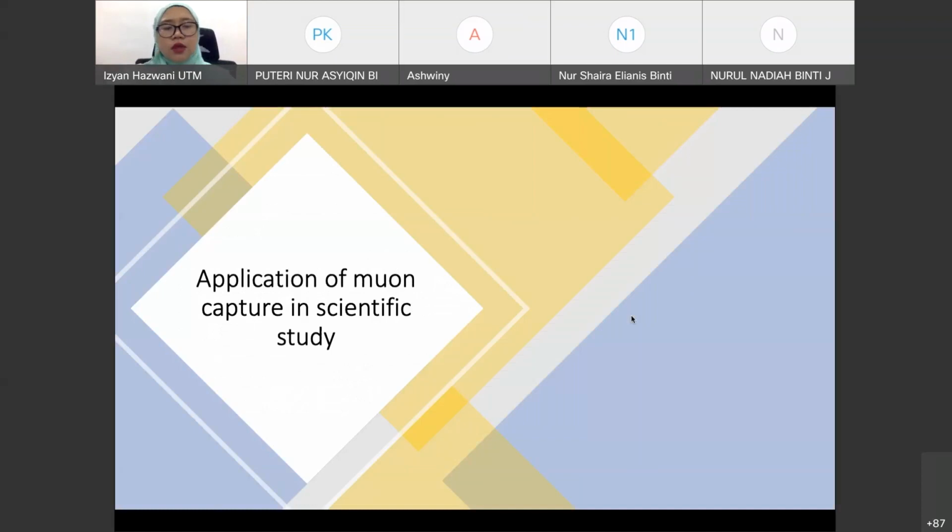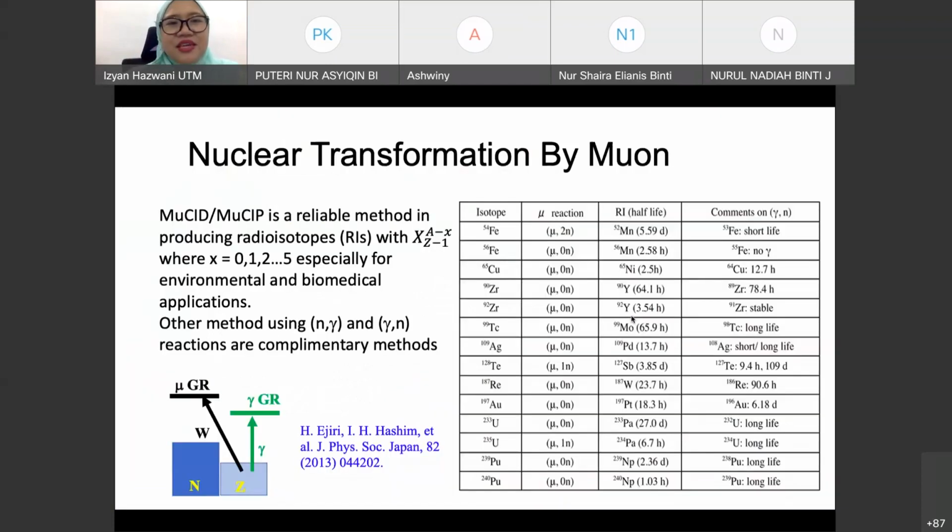Now we go to the scientific studies related to muons. The first one is related to nuclear transformation. This method is very useful for environmental purposes, such as radioactive waste management, or to produce biomedical isotopes for treatment of cancers and so on. It is actually a complementary method to neutron irradiation and also photon irradiation.